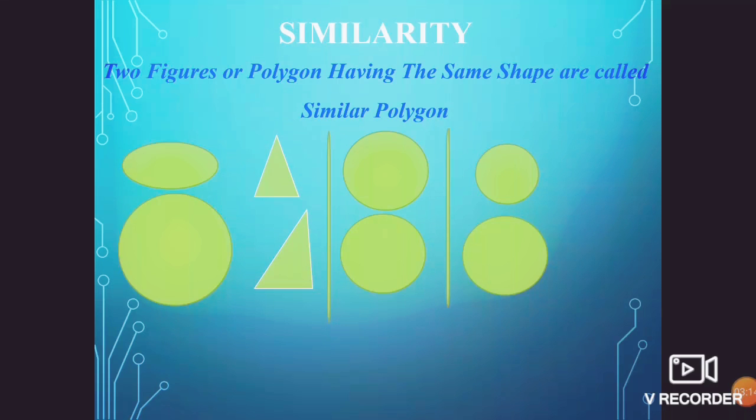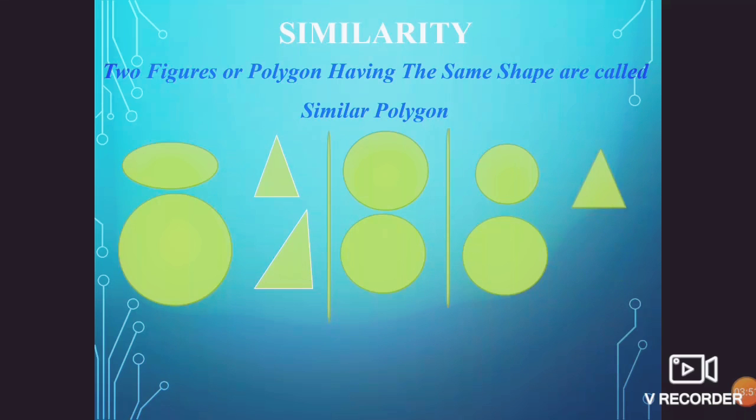But on the right hand side there are two circles which have the same shape but they do not have the same size. So from here we can conclude that all congruent polygons are definitely similar, but all similar polygons are not congruent. Okay? Just because they have the same shape does not mean they always have the same size. So all the similar polygons will not have the same sizes, so they will not be congruent.